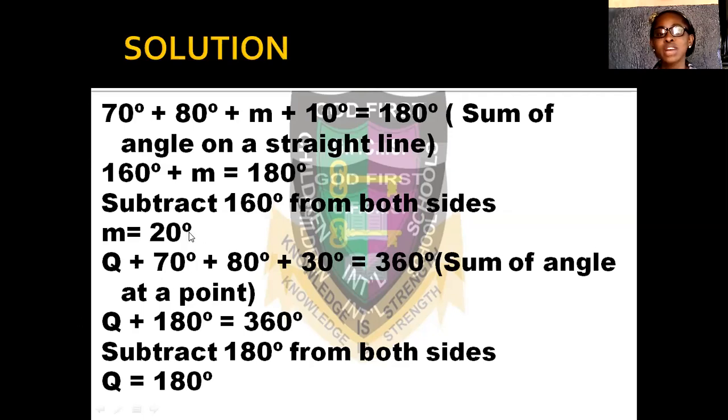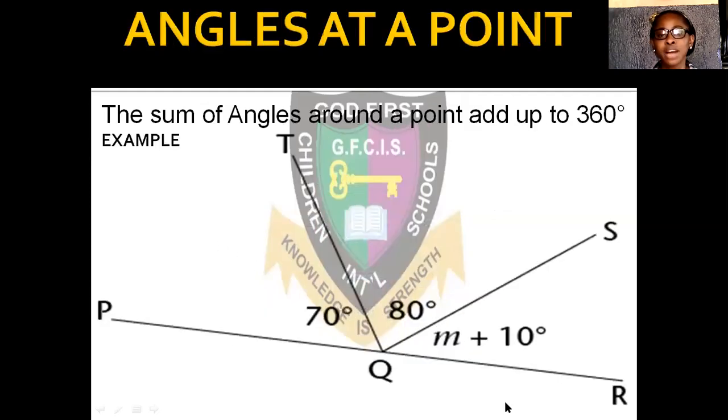So let's go back. Our n here is now 20 degrees. So now 20 plus 10 gives us 30 degrees. So the angle here is 30 degrees. So let us find the value of Q.